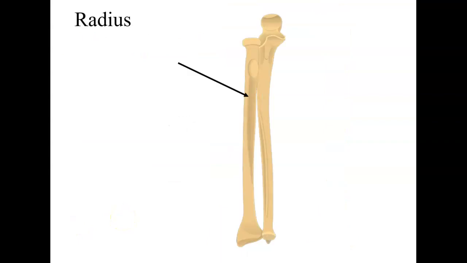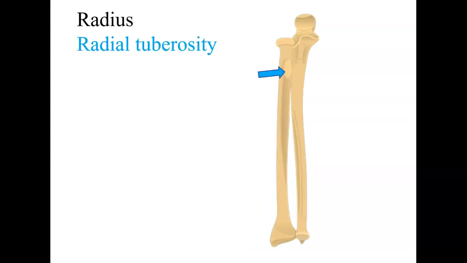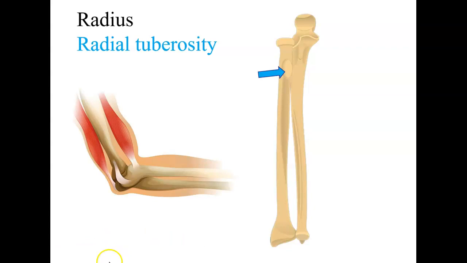Our next bone is the radius, so we're moving down into the lower arm bones. And on the radius, we have the radial tuberosity. It's a big, kind of rounded bump that comes off of the radius, and it serves as an attachment point for the biceps brachii. So here we have the biceps brachii coming down, and it attaches here at the radial tuberosity. So we can grab a hold of the radius and pull the lower arm towards the upper arm.